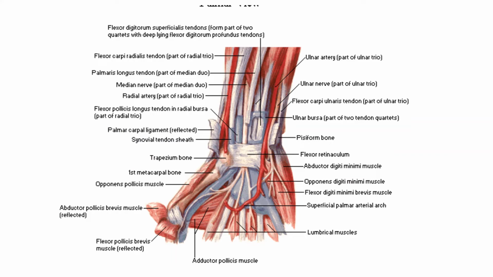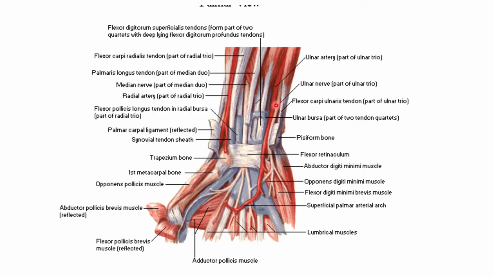The ulnar nerve is seen as a continuation from the forearm. The ulnar nerve in the front of the forearm, the anterior compartment of the forearm, enters the palm by passing superficial to the flexor retinaculum. Yes, this is the flexor retinaculum over here. We can make out the ulnar nerve.